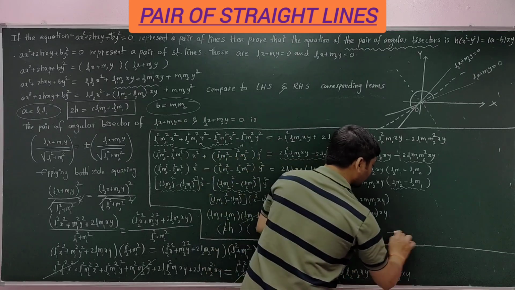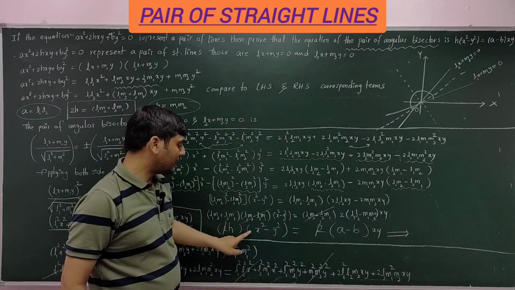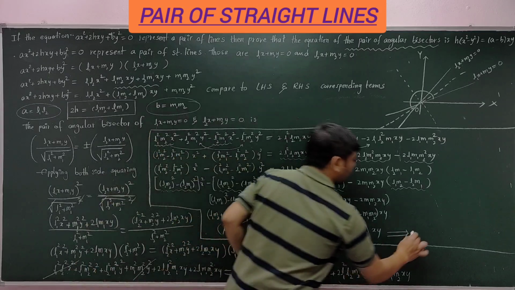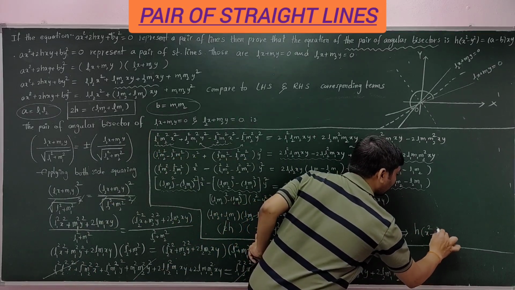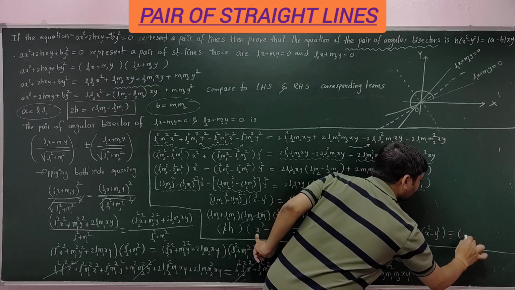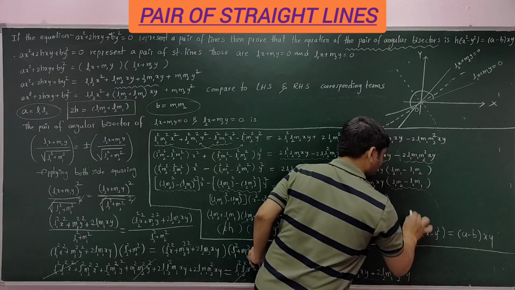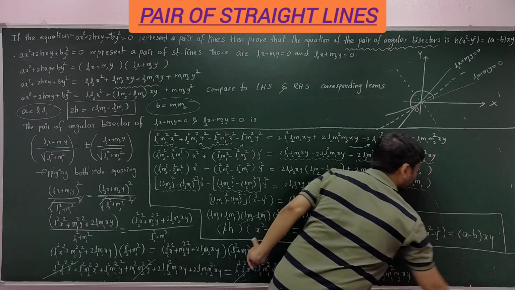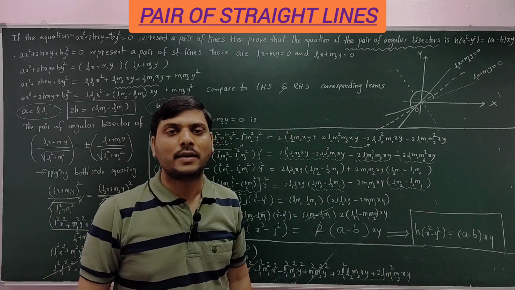The final answer, tell me: H of (x square minus y square) is equal to (A minus B) into xy. This is your final answer. Have you understood, students? Yes.